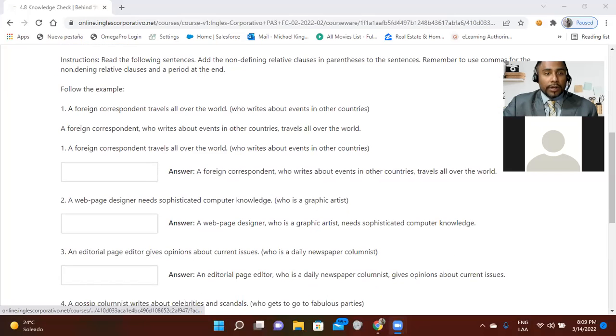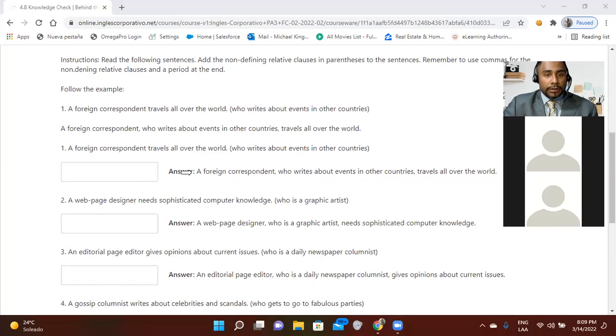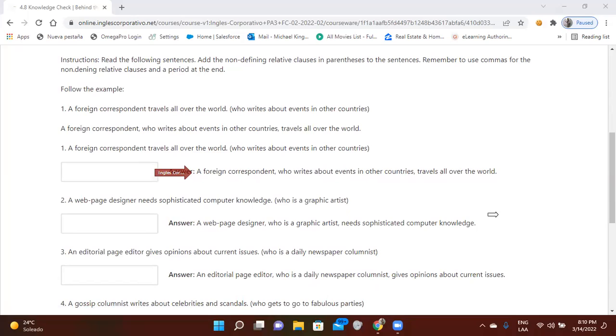All right, let me have one volunteer. I want you to read the answer for number 1. Elizabeth, okay. A foreign correspondent, who writes about events in other countries, travels all over the world. Very good. Repeat after me. Foreign correspondent. Foreign correspondent. Very good. Thank you.